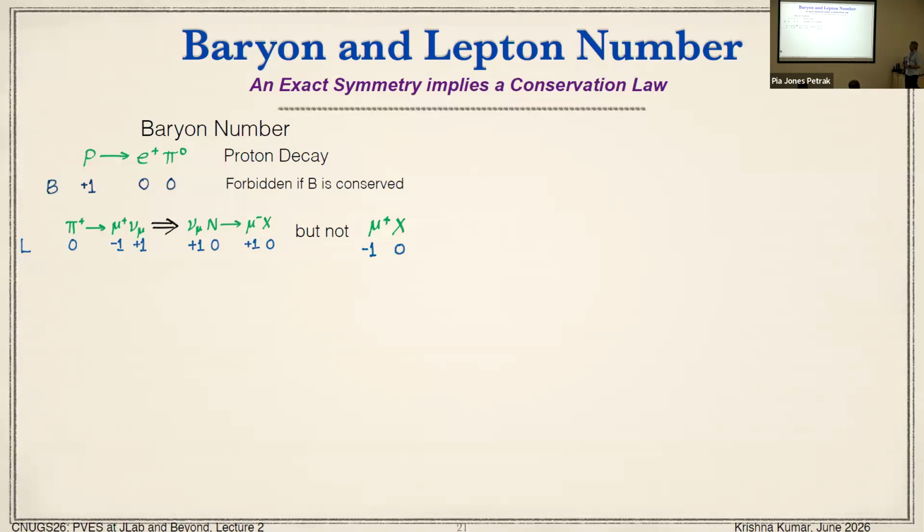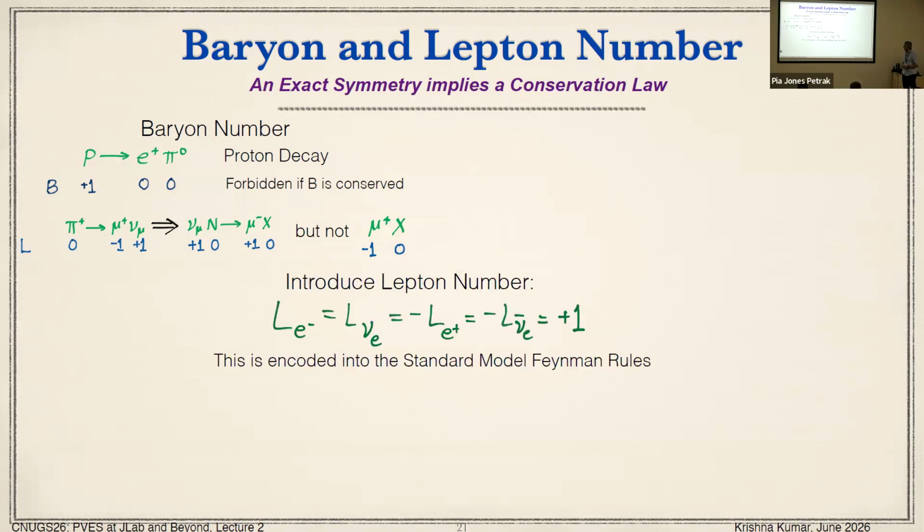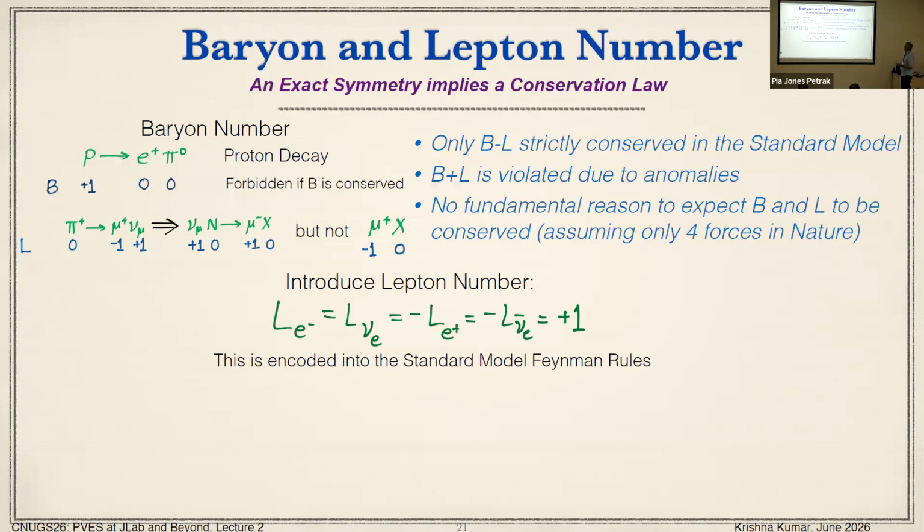Okay? To force this to be true, you have to introduce something called lepton number. You assign +1 to the electron and the electron neutrino, and -1 to the positron and the antineutrino. And this is encoded in the standard model Feynman rules. Okay? But only B minus L is strictly conserved in the standard model. B plus L is violated due to anomalies. So there is no fundamental reason for B and L to be independently conserved, assuming there are no new forces.